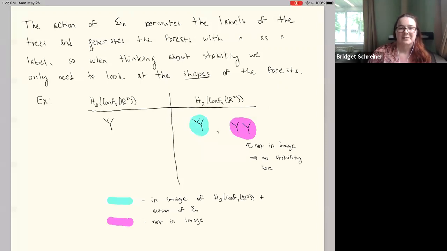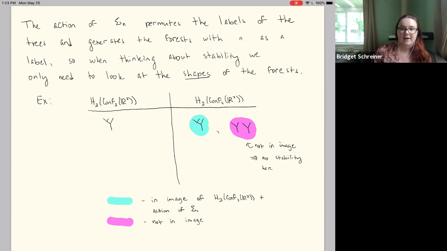So just to make that a little more precise, we have the blue tree in the image. Anything that looks like that is in the image of this map, and the action of sigma 4, because we need to get that label of 4 on the leaves. But the one on the right is not in the image, and so we do not have stability at n equals 4 yet, because we have this new class appearing.